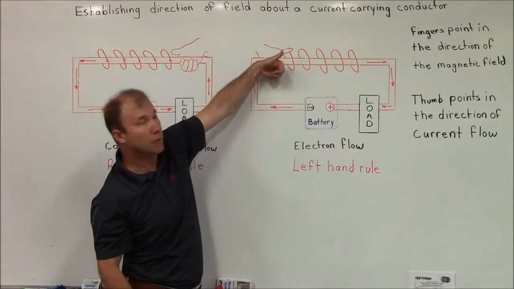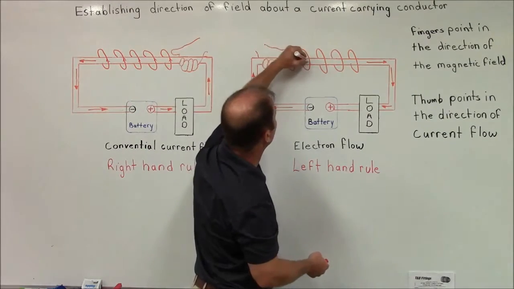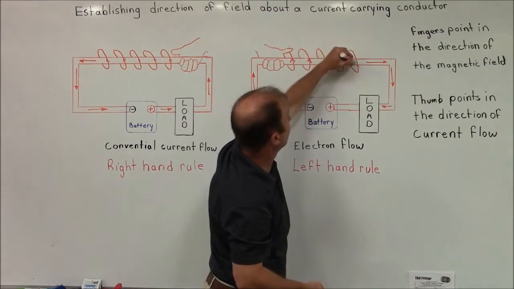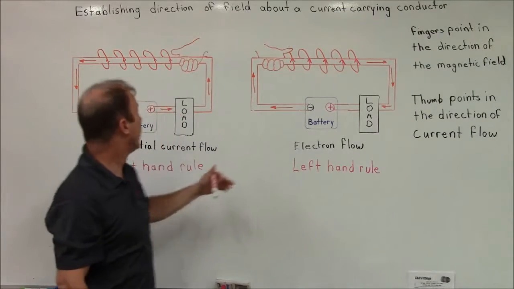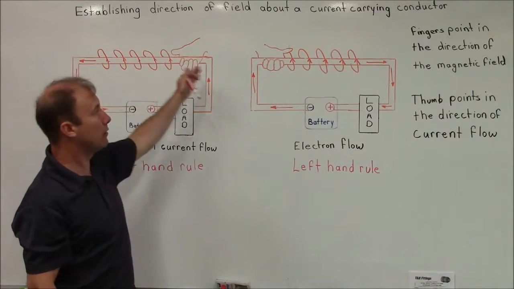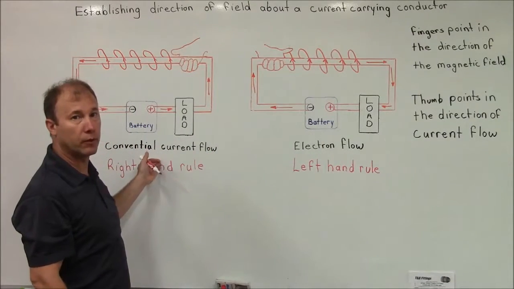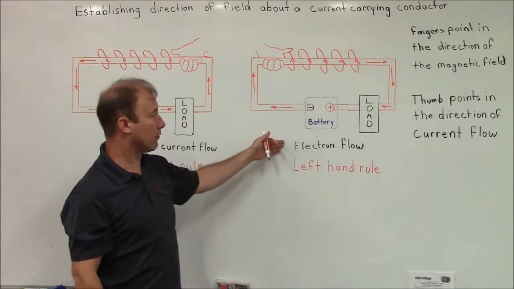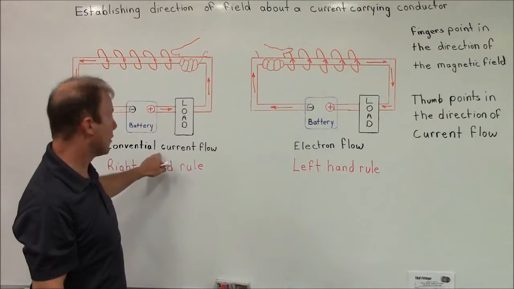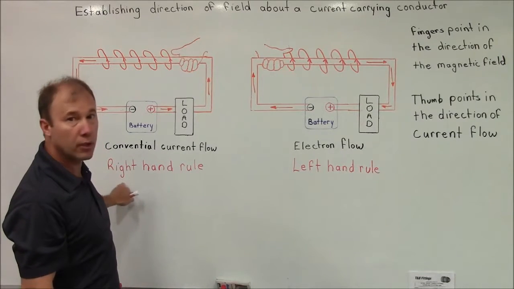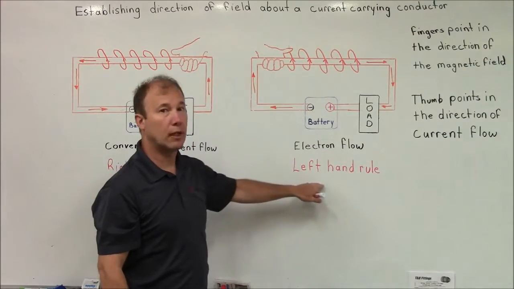Now, if I want to use electron flow using the left-hand rule, again, I establish thumb and curl my fingers. Notice the direction of the magnetic field would be this way. Notice in both they are the exact same way. So it doesn't matter if we use conventional current flow using the right-hand rule or the electron flow using the left-hand rule. The only trick is to remember, if you're using conventional current flow, make sure to use the right-hand rule. If you're using electron flow, use the left-hand rule.